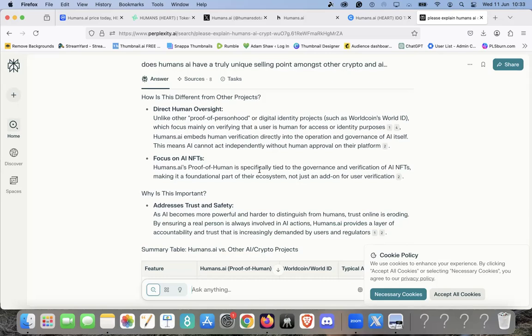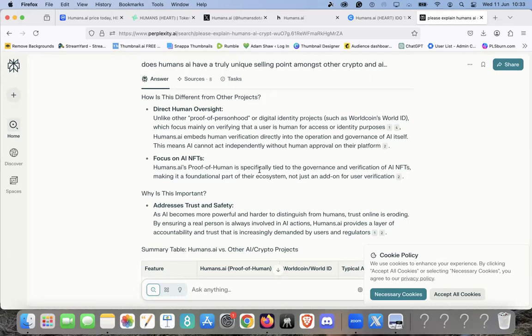Now, with this proof of human mechanism, this is the future. People will want ways to know that there's definitely a human behind these AI tools. And I think that this is going to address a problem that is developing within AI that we're seeing at the moment. And this is definitely a problem that will be much more amplified in the future.